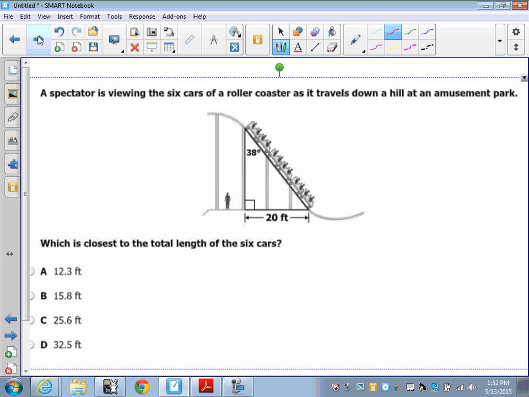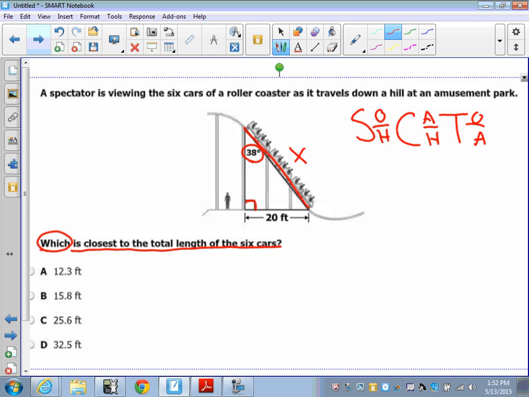So if we look at this problem right here, there's our keyword which. Again, it's below the diagram. Which is closest to the length of the 6 cars? So the 6 cars are right here. That's going to be x. I have an angle. Since I have an angle, Sohcahtoa. By the way, it's a right triangle. I already kind of assumed that you knew that, but we use Sohcahtoa or the Pythagorean theorem on right triangles.